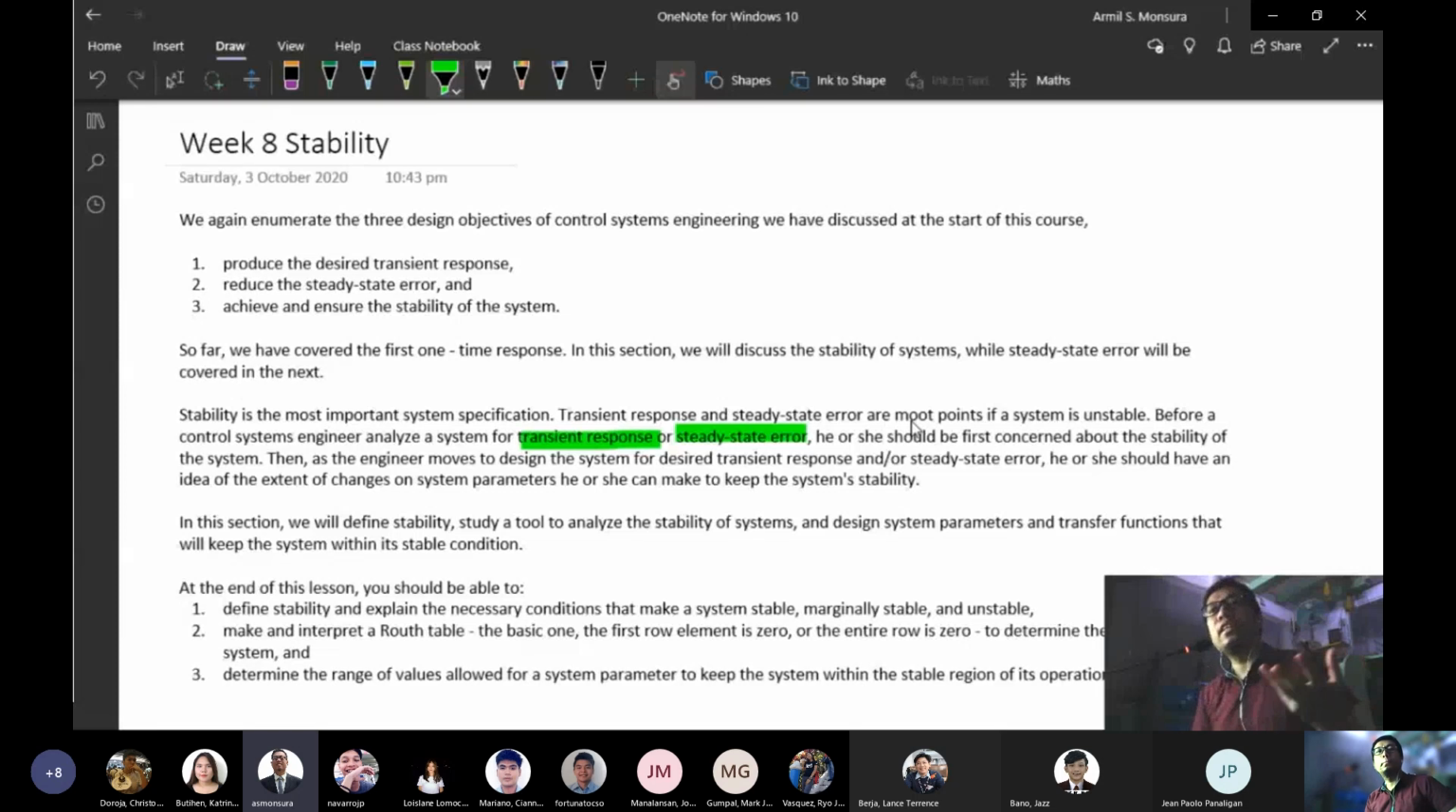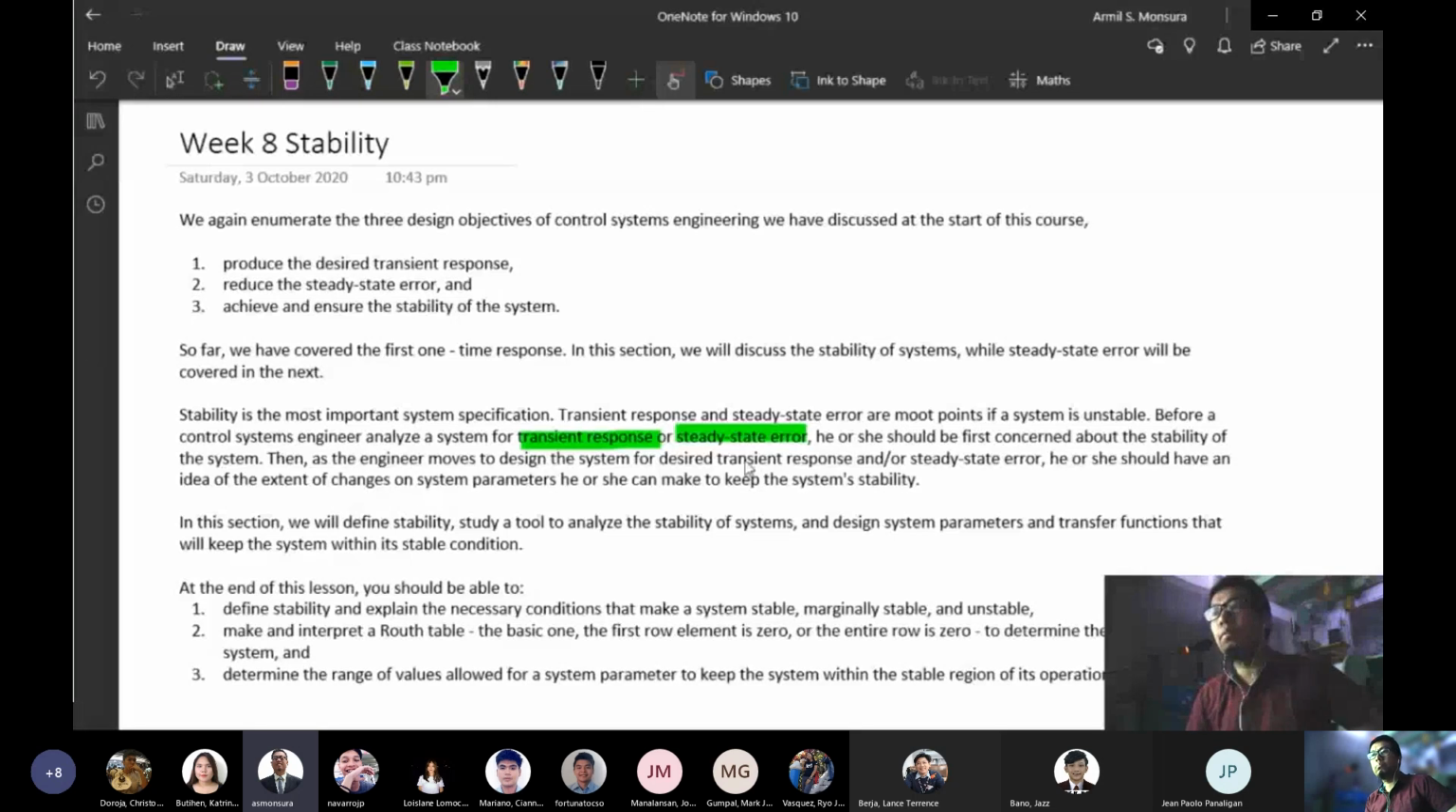So far, when we covered the transient response, we are assuming that your system is stable. In fact, when you test all the systems we have, we are assured that they are stable. But the true process is that we have to ensure first that your system is stable before you proceed to analyzing the transient response and steady state error.